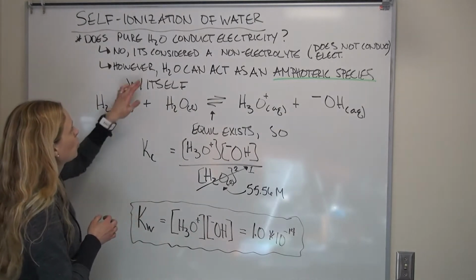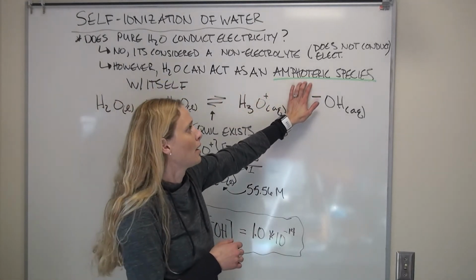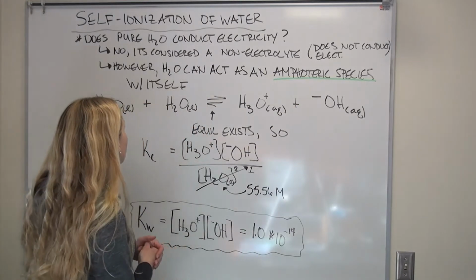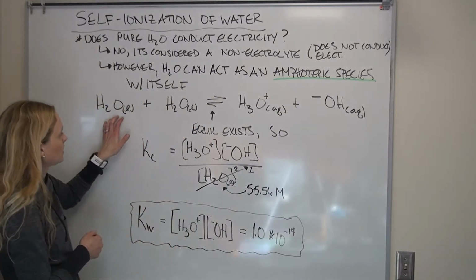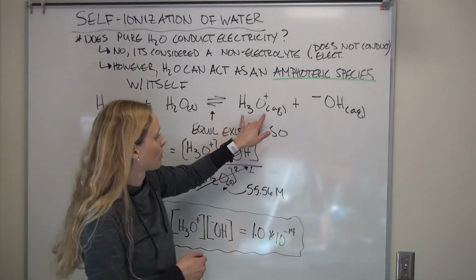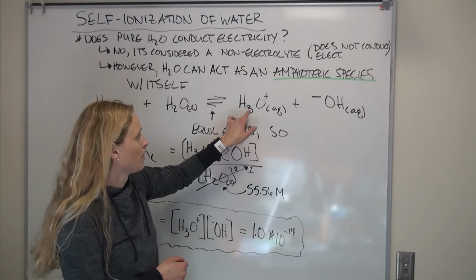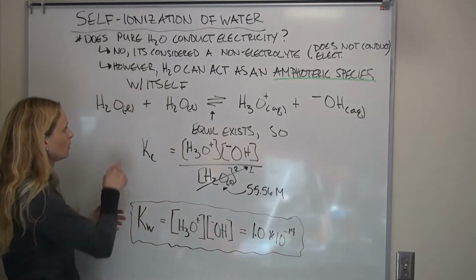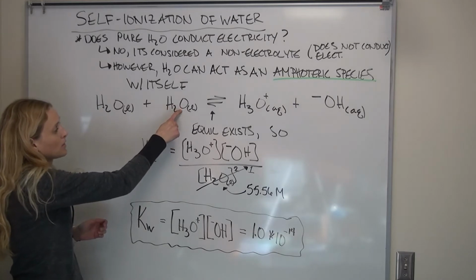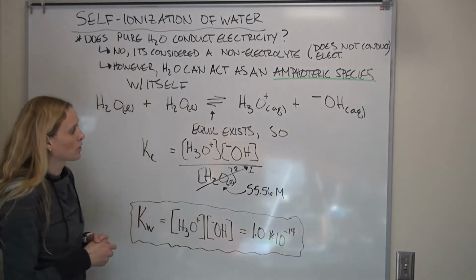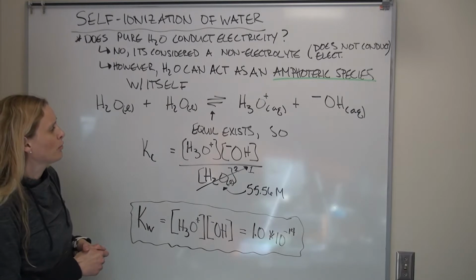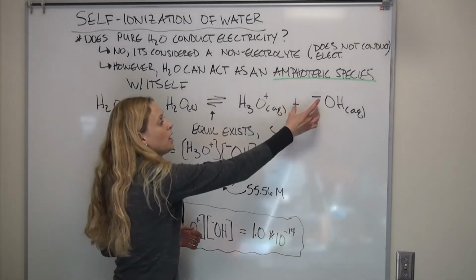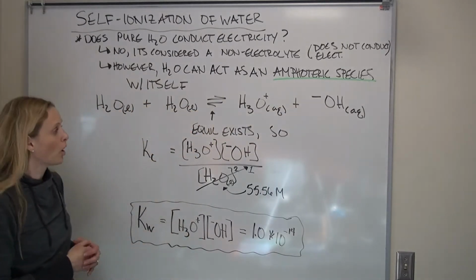Even though water can act as an amphoteric species, meaning it can act as either an acid or a base, with itself one can be an acid and one can be a base, and they're swapping hydrogens. So we have H3O plus and OH minus ions forming. One water molecule takes a proton, the other gives it, and then you have the respective ions. If we go through this analysis, we have an equilibrium occurring because they can redissociate and form back into water molecules.